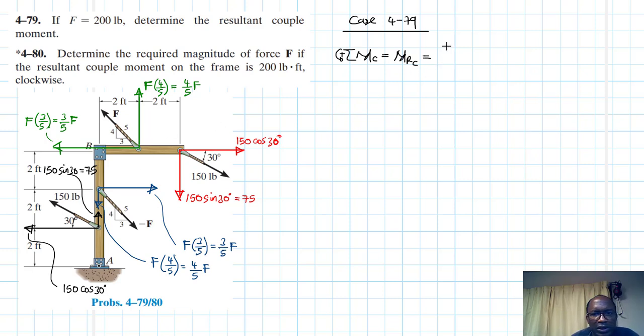So we have a clockwise couple, which is negative 75 times the lever arm, which is 4. Are you able to see a 4? 2 plus 2. We have dealt with one couple. Then for the horizontal component of this 150, it will also have a couple, which is also clockwise, and it is negative 150 cos 30.